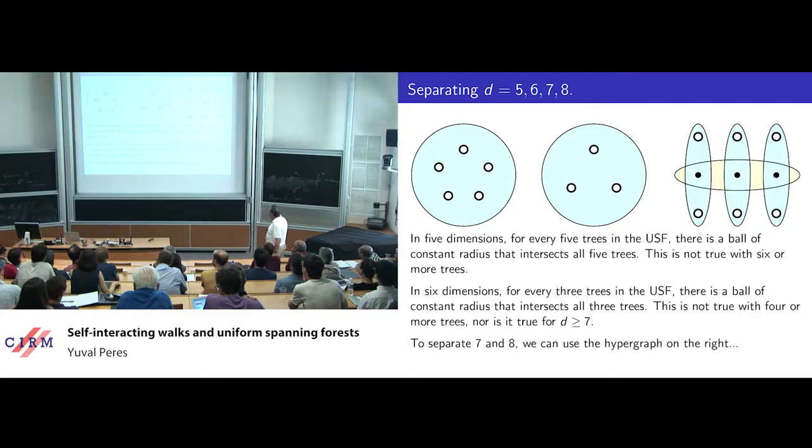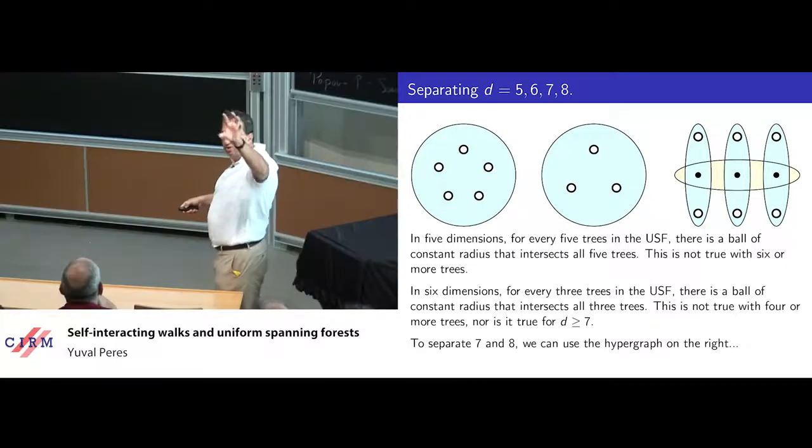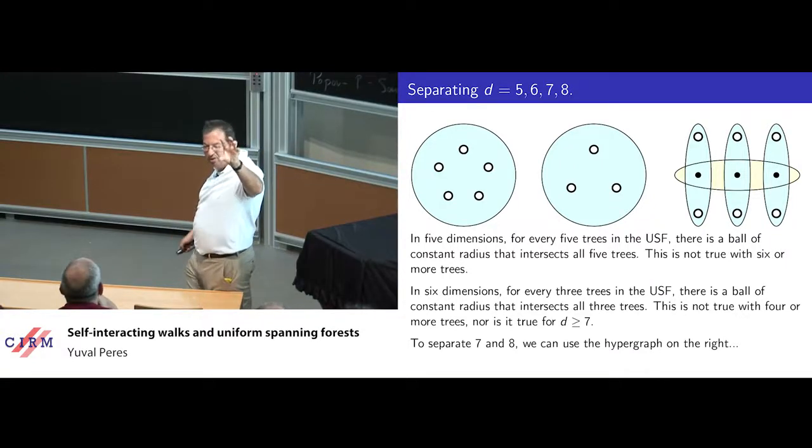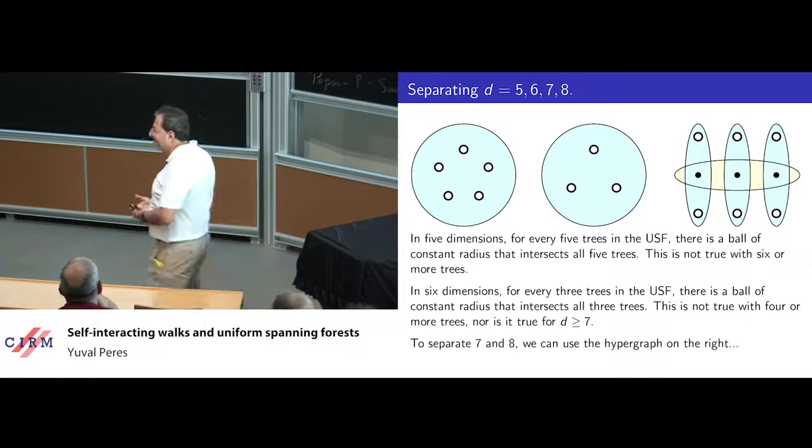And the final picture, to separate dimensions 7 and 8, takes the most sweat. In dimension 7, given 6 trees, so the white things are the given 6 trees in the component graph, you can always find 3 other trees that correspond to this hypergraph. So what does this picture mean? These 2, together with this one, come within a bounded radius, the same here, and these 3 somewhere else come within a bounded distance. So this you can always do in dimension 7 and not in dimension 8. Thanks for your attention.